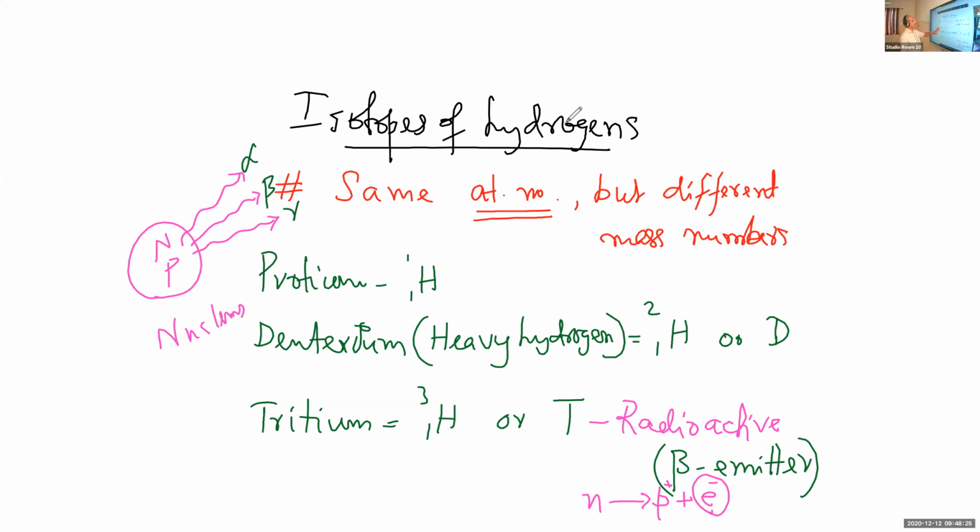Now let us see the structure of protium, deuterium, and tritium. Let me take protium. You know, protium is H11. What is the meaning of this? H is the symbol for hydrogen. And what is written at the left hand bottom corner? That is the atomic number.